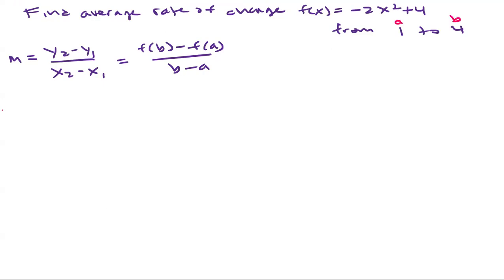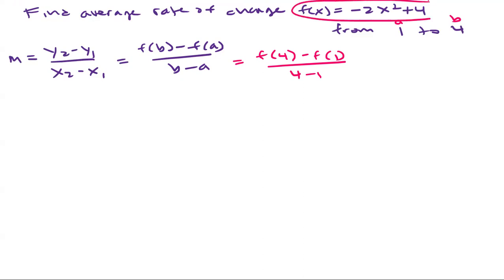So when I plug this in, we're going to have f of 4 minus f of 1 over 4 minus 1. Again, a to b, that's 1 to 4, and then I plug that information in. Now I need to find what is f of 4 and what is f of 1. Well, I have my function right here. I need to use that information to find out what is f of 4 and what is f of 1.